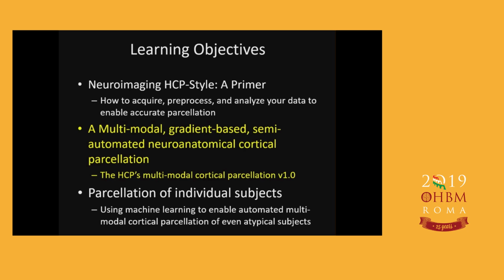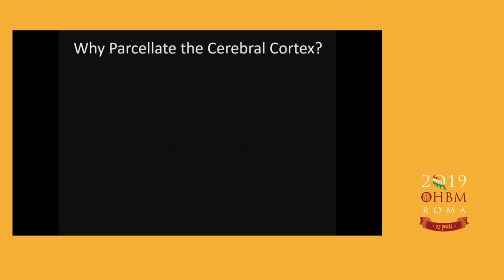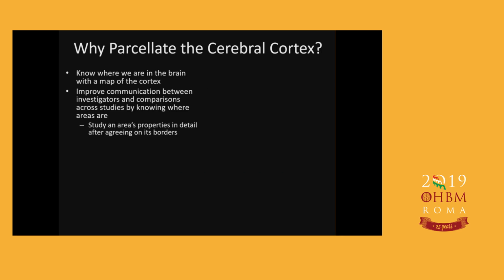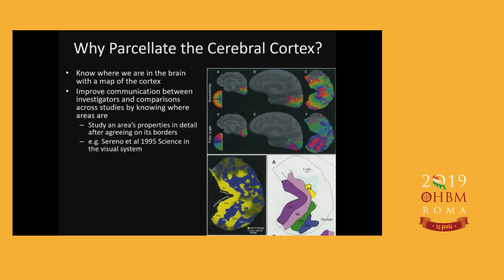All right, so on to the HCP's multimodal cortical parcellation. So why parcellate the cortex? You've heard several speakers before me and have different opinions. My take on this is we want a map of the cortex to know where we are in the brain. If we're able to have this map, it can improve communication between investigators and comparison across studies. If we can agree on the borders of an area, it helps us to study that area's properties in detail and know we're talking about the same thing.